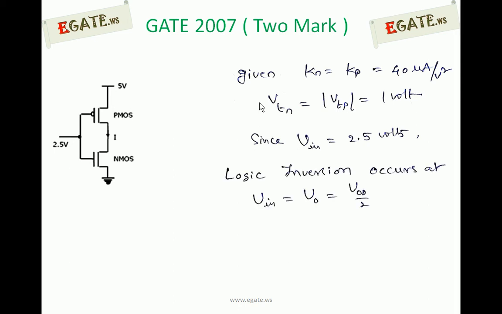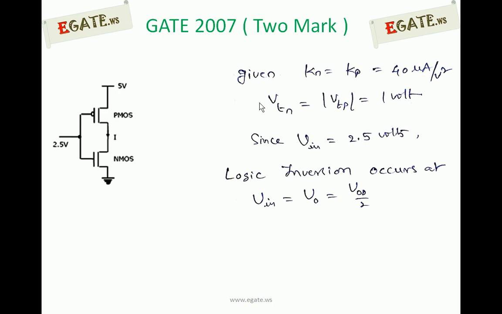Logic threshold occurs at Vinput equal to V0 equal to VDD by 2. This is because both transconductance as well as threshold voltage are the same for both NMOS and PMOS. Logic inversion is occurring at 2.5 volts. The meaning of that is, if you apply that voltage as input, the same you will get as output. If Vinput is 2.5 volts, you will get V0 as 2.5.